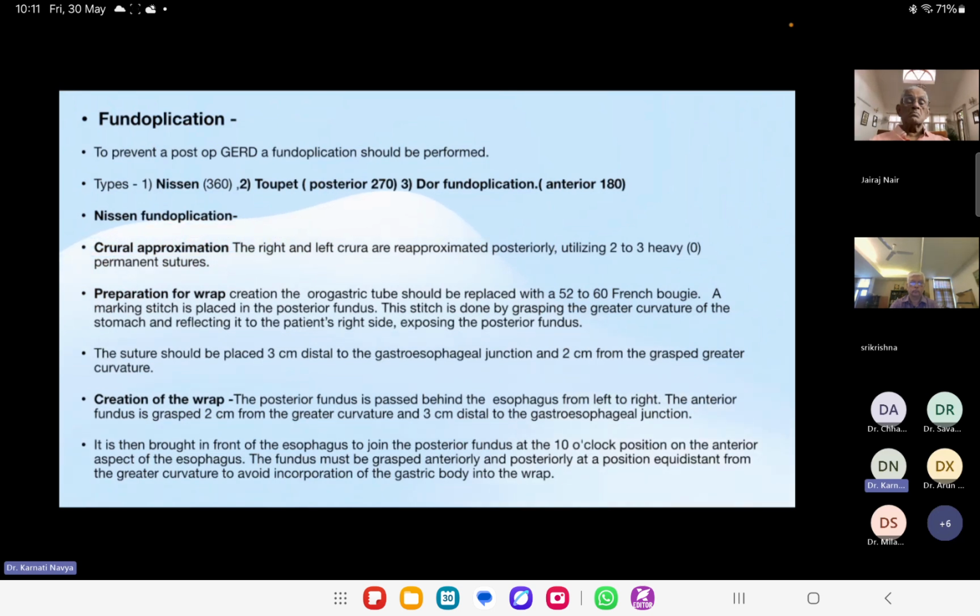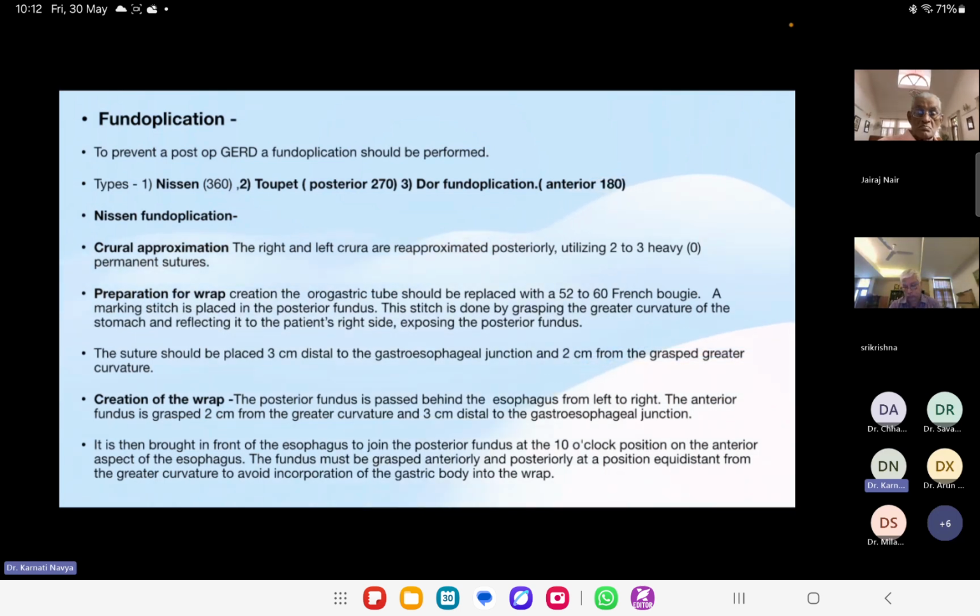The stitch is done by grasping the greater curvature of the stomach and it is reflected to the right side so that the posterior fundus is exposed properly. Generally the suture should be placed 3 centimeters distal to the gastroesophageal junction and 2 centimeters from the part which we grasp the greater curvature. Then you create a wrap: the posterior fundus is passed behind the esophagus with the stitch we took, from the left to the right side.